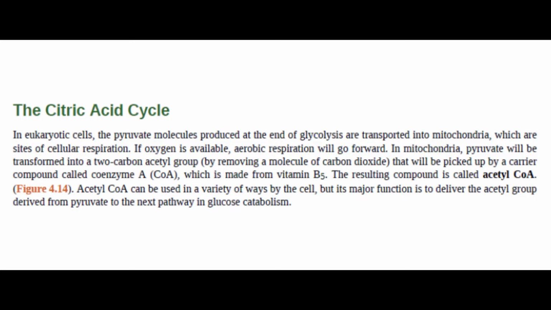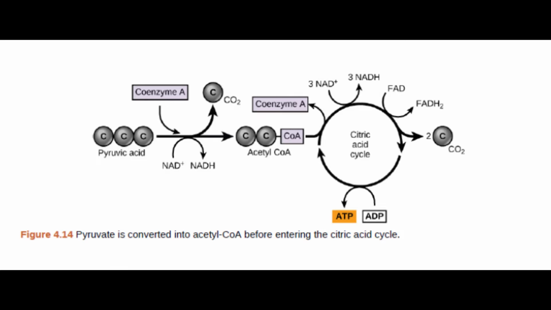In mitochondria, pyruvate will be transformed into a 2-carbon acetyl group by removing a molecule of carbon dioxide that will be picked up by a carrier compound called coenzyme A, which is made from vitamin B5. The resulting compound is called Acetyl-CoA. Acetyl-CoA can be used in a variety of ways by the cell, but its major function is to deliver the acetyl group derived from pyruvate to the next pathway in glucose catabolism. Figure 4.14. Pyruvate is converted into acetyl-CoA before entering the citric acid cycle.